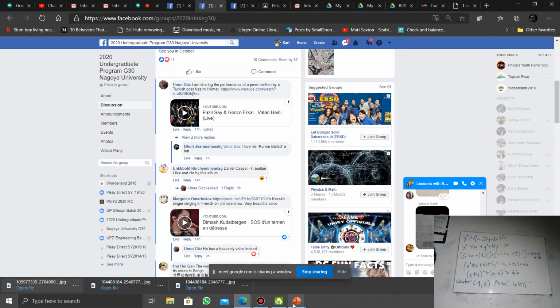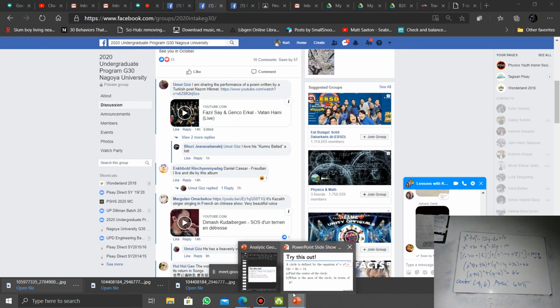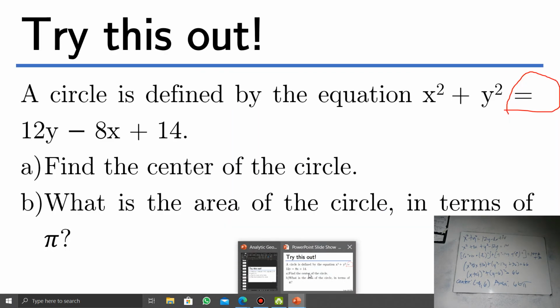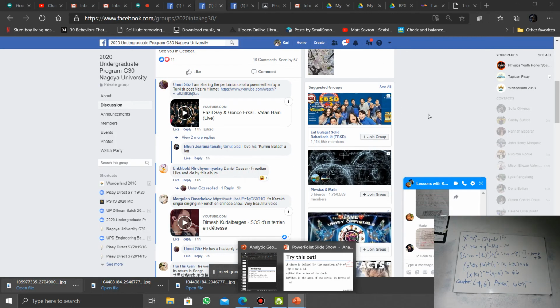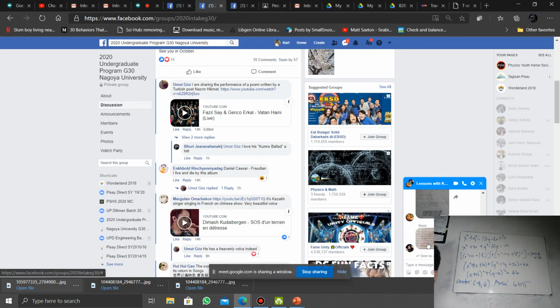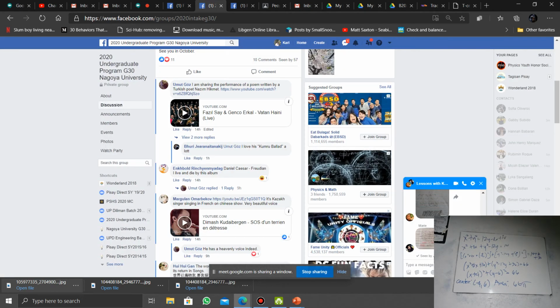Yan. Johan, ano na lang yung area ng circle? Sabi ko, di ba, find the center and find the area. Yan. Good job. Good job, Mike. Tama yan.